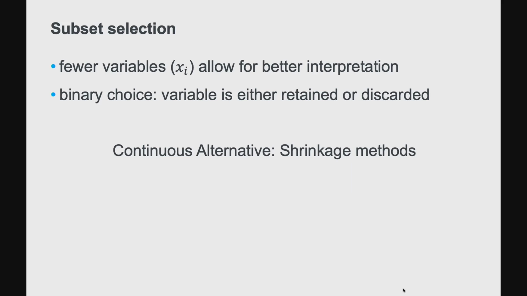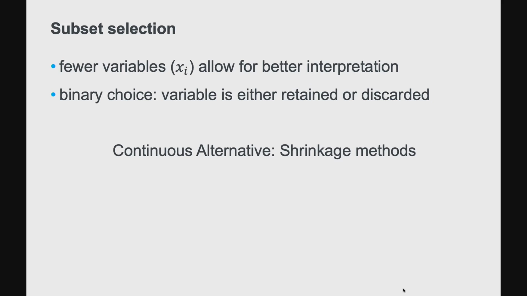So subset selection for our random variables means we throw away some random variables, but fewer variables allow for better interpretation. In the social sciences, we're often interested in that. And this is a binary choice. A variable is either there or not there.